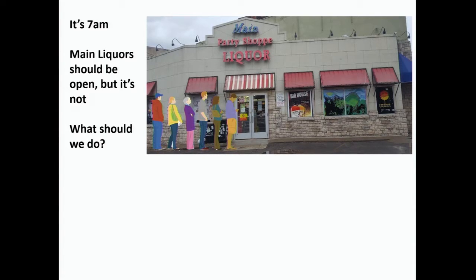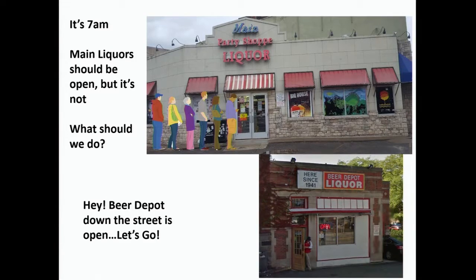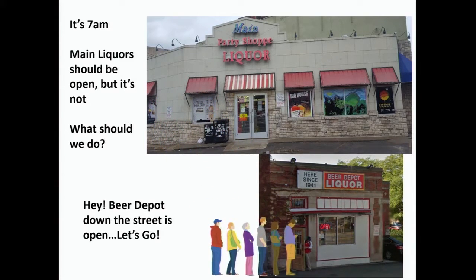Instead of just waiting there and trying to figure out why the store wasn't open so they could get their alcohol, someone realized that a different store down the street, the Beer Depot, was open. Again, this is at 7 a.m. So people changed their behavior and went down the street to the Beer Depot. They altered their behavior according to changing circumstances. Their behavior wasn't a habit, it was motivated to go do something different. They weren't just standing there, trying to get into this store. They actually changed what they did and went over to this other liquor store.